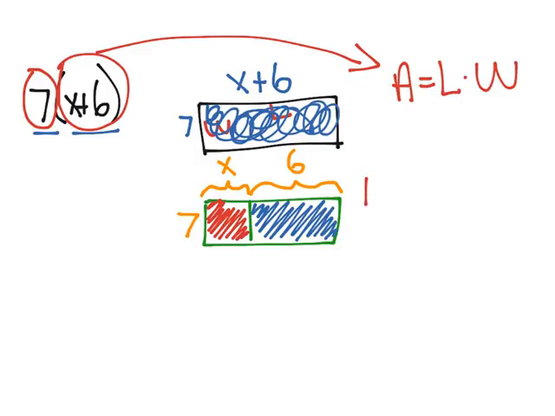To find our area, we still need our length and our width. We know our width is 7, but now we have to determine the total length. To find the total length of our rectangle, we have to combine the two lengths of the red and the blue piece.